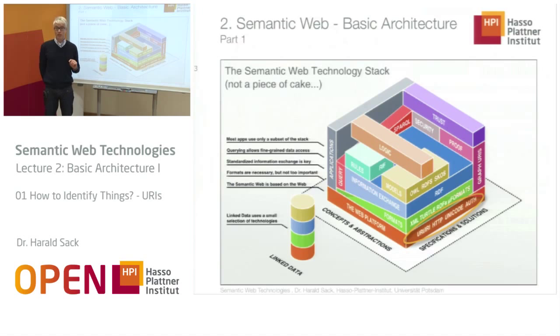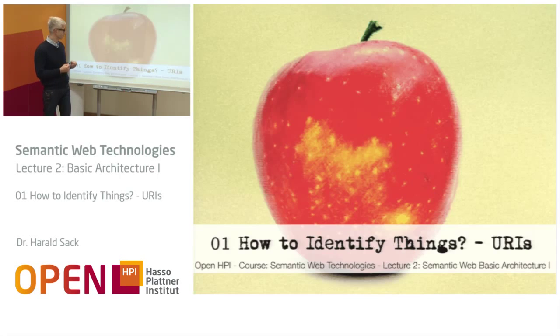In the last lecture, we introduced the semantic web. We talked about the problems that the current state of the World Wide Web has and how to make it better with the vision of semantic web technology. We have already introduced the semantic web technology stack, and today we want to go deeper into the stack and take a look at the basic technologies that are the foundation of the semantic web. Today we start with the question of how to identify things, and we will be talking about uniform resource identifiers first.